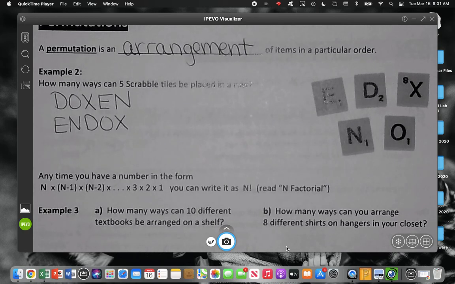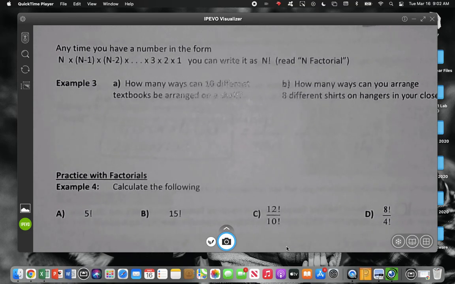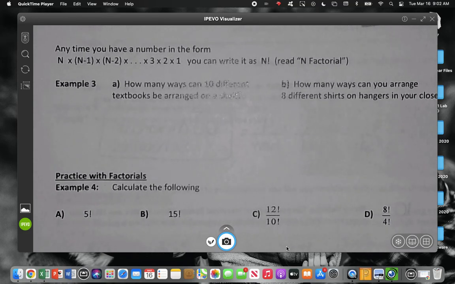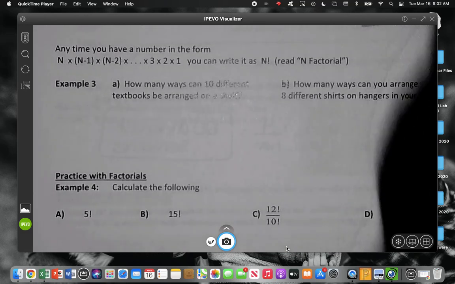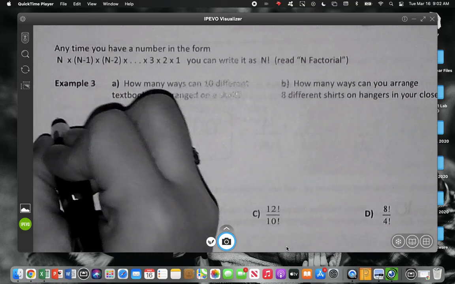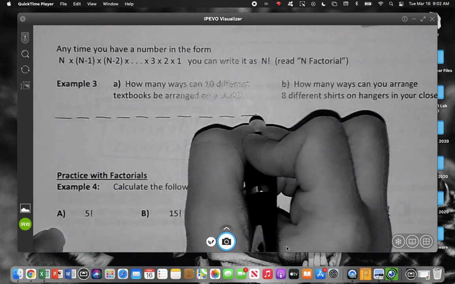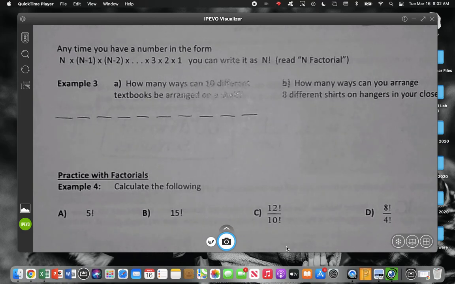All right, so on this one, it says how many different textbooks can be arranged on a shelf. This is where the exclamation points are going to start coming into play. If I have 10 different textbooks to be arranged on a shelf, let's just think about it, I put 10 blanks.